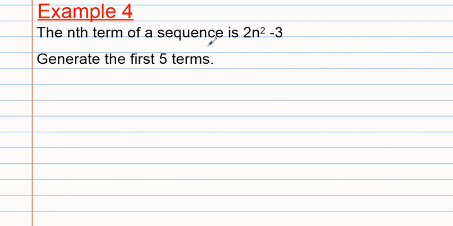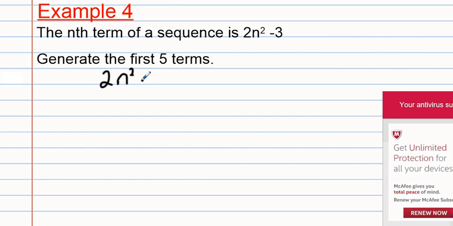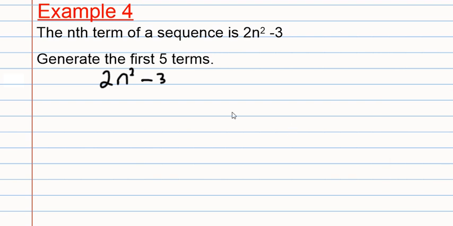Here we go. So the nth term of the sequence is 2n squared minus 3. Now, the common error for students in this question is doing the multiplying before the indices. So you have to use indices here. You have to do the power before you multiply.